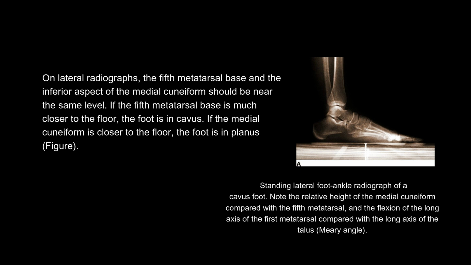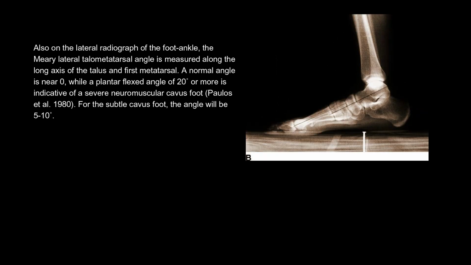Note the relative height of the medial cuneiform compared with the fifth metatarsal, and the flexion of the long axis of the first metatarsal compared with the long axis of the talus, Meary angle. Also on the lateral radiograph of the foot-ankle, the Meary lateral talometatarsal angle is measured along the long axis of the talus and first metatarsal. A normal angle is near zero, while a plantar flexed angle of 20 or more is indicative of a severe neuromuscular cavus foot, Paulos et al. 1980. For the subtle cavus foot, the angle will be 5 to 10.